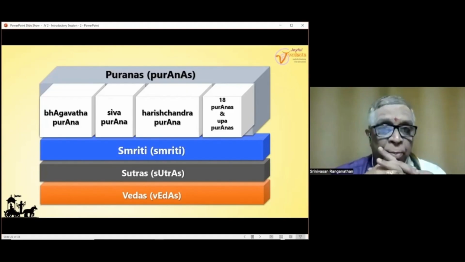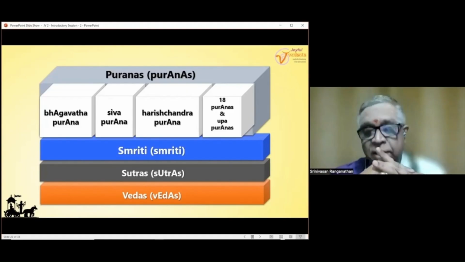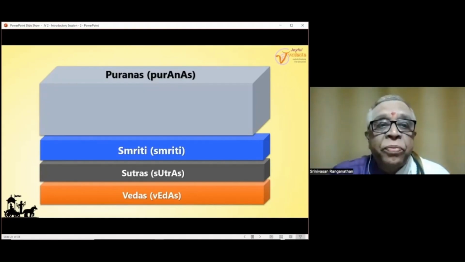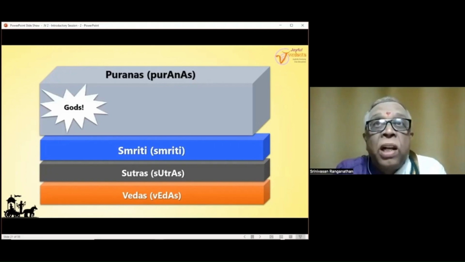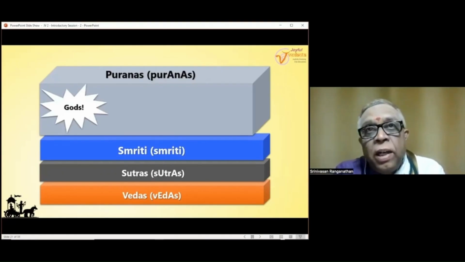Now, did it have problems? Yes, it has its own problems. So what kind of issues did this have? Who are the heroes in these stories? Gods. Like in the Shiva Purana, the hero was Shiva. In the Vishnu Purana, the hero was Vishnu. In the Skanda Purana, the hero was Lord Kartikeya, right?